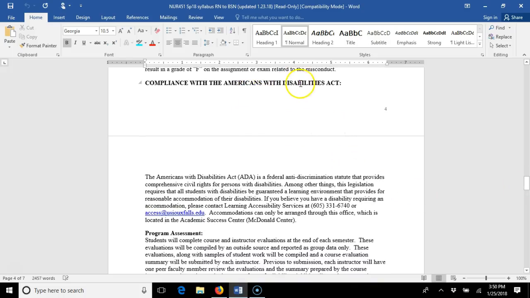Compliance with Americans with Disability Act. You guys can read this here. If you have any questions about it, please call the Learning Accessibility Services at this number or email them, and they'll be happy to help you out with that.